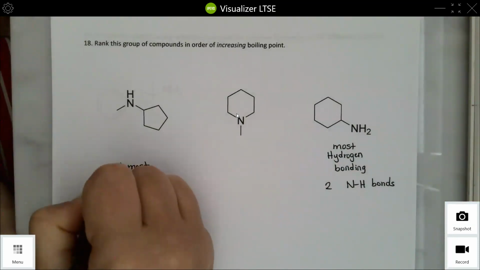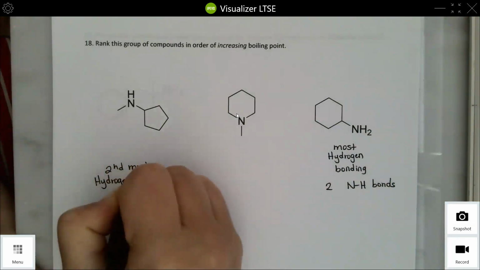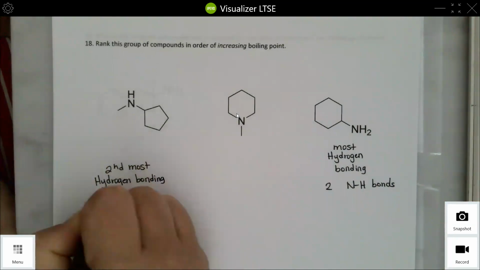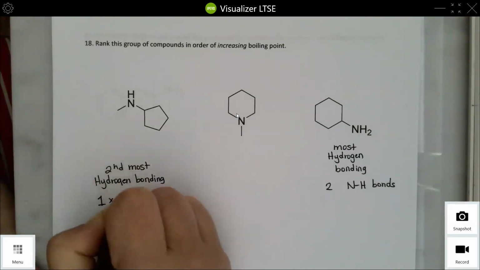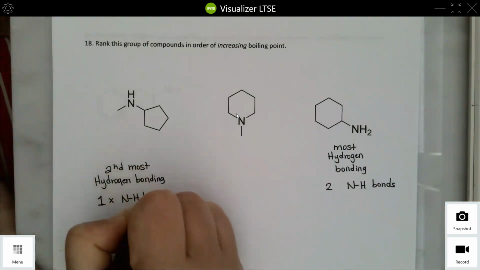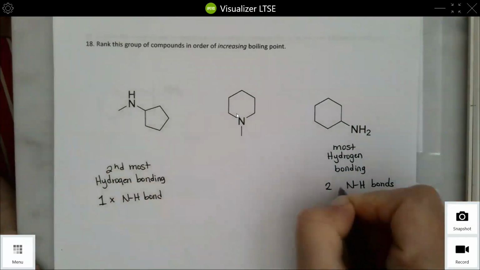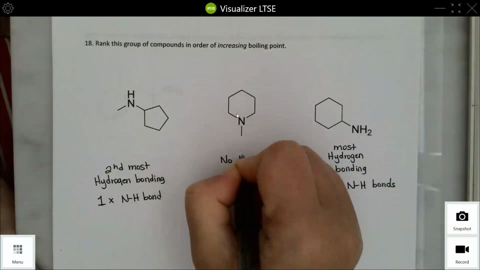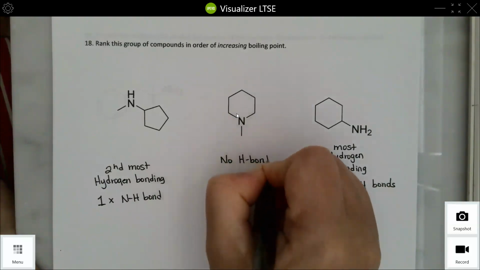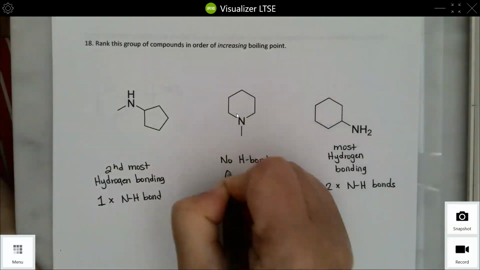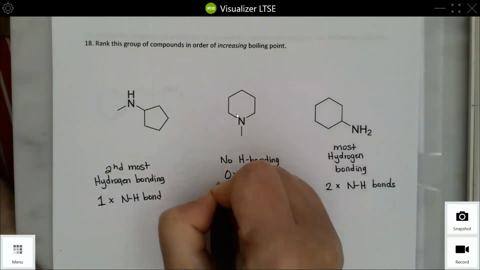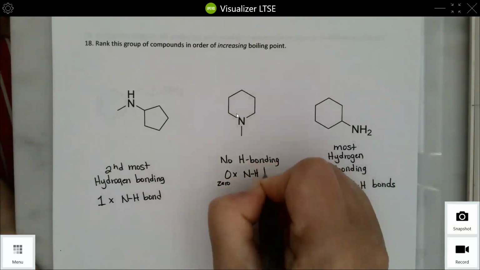And this has the second most amount of hydrogen bonding possible with only 1 nitrogen-hydrogen bond, right? And this has no hydrogen bonding because there's 0 nitrogen-hydrogen bonds, right? So this is supposed to be 0, not O.